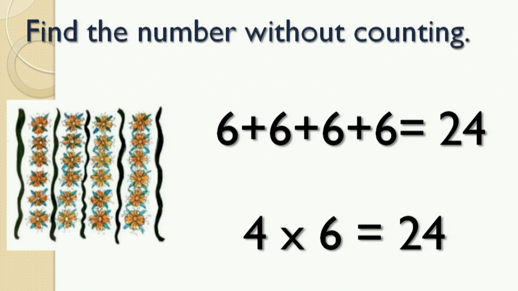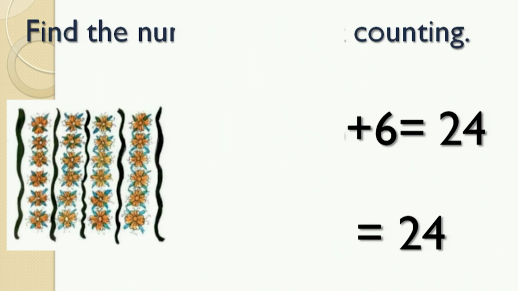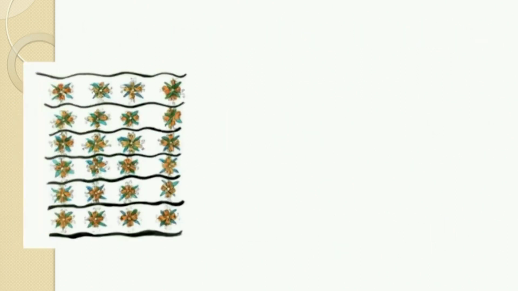Now, I have done a game with these flowers. What game have I done? I have rearranged these flowers, but in a different pattern. How have I arranged them? I have arranged these flowers now in a horizontal way. Now, the flowers are in horizontal lines. Can you see in the first line how many flowers there are? 4 flowers are there. And how many horizontal lines are there? There are 6 horizontal lines.